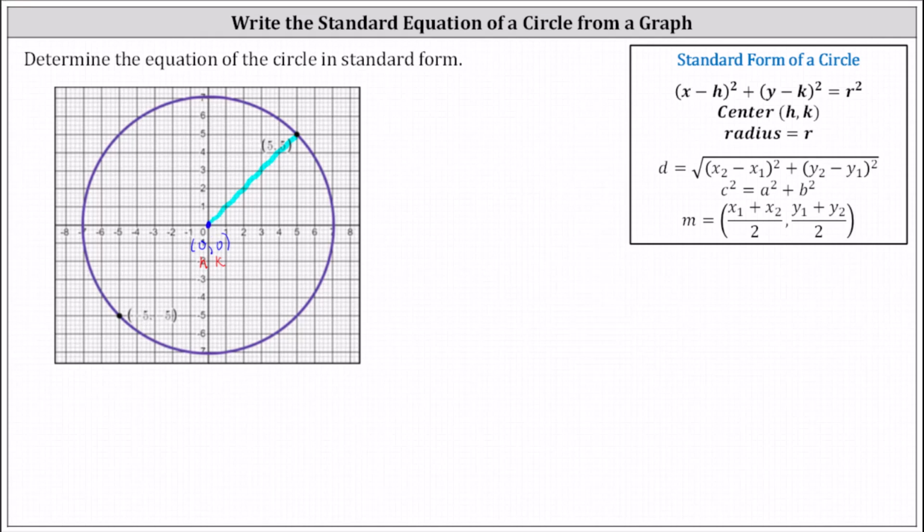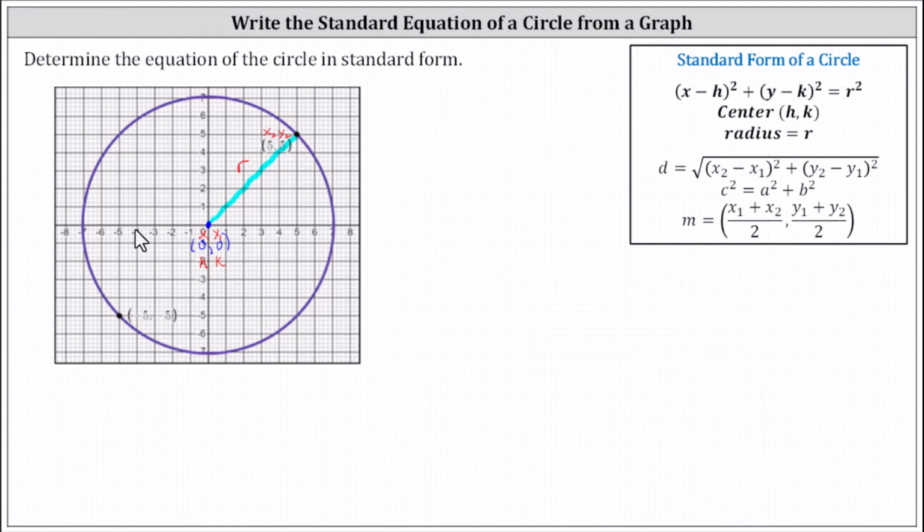To determine the radius r, we can use the distance formula, or we can use the Pythagorean theorem. Recall the distance formula is derived from the Pythagorean theorem. In this video, I'll show how to find the radius r as well as r² using both methods. Let's begin by using the distance formula. We'll let (x1, y1) be the origin, and (x2, y2) be the point (5, 5). And notice the distance d is really r.